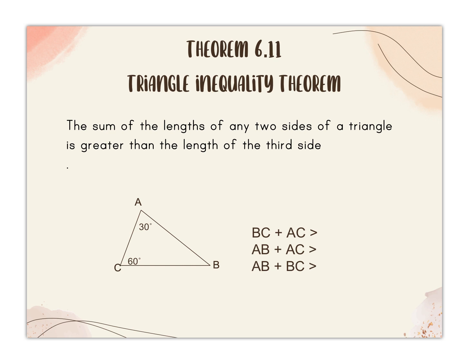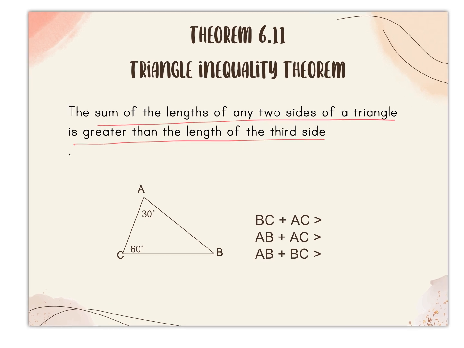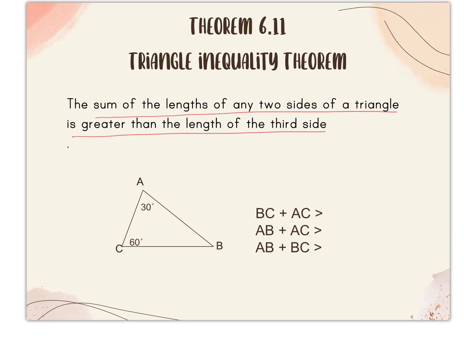Triangle inequality theorem is kind of interesting as well. It basically says that the sum of the lengths of any two sides of a triangle is greater than the length of the third side. So once again, if I use a triangle from before, and again, I'm not worried about the angle measures in this one. Notice everything is talking about lengths, so we're only talking about the sides. And what it says is the sum of the lengths of any two sides.